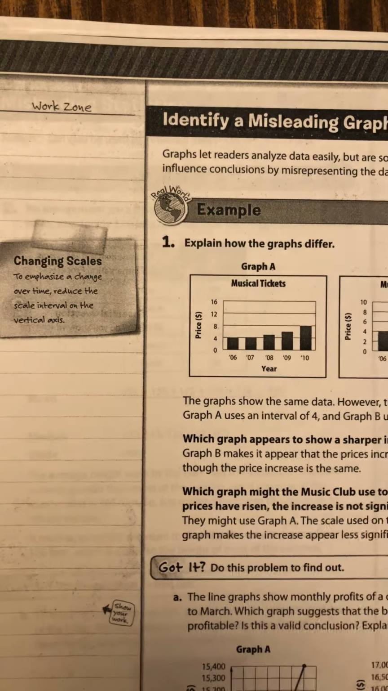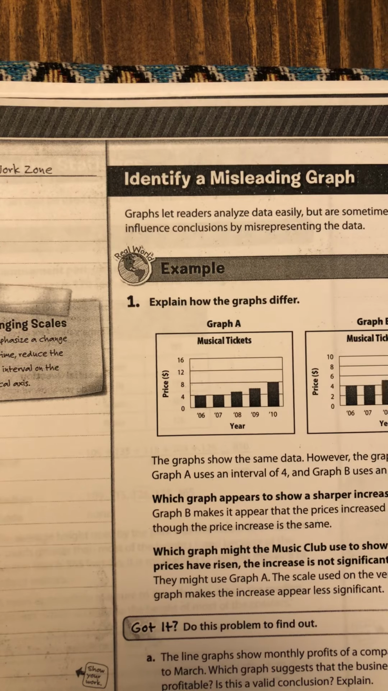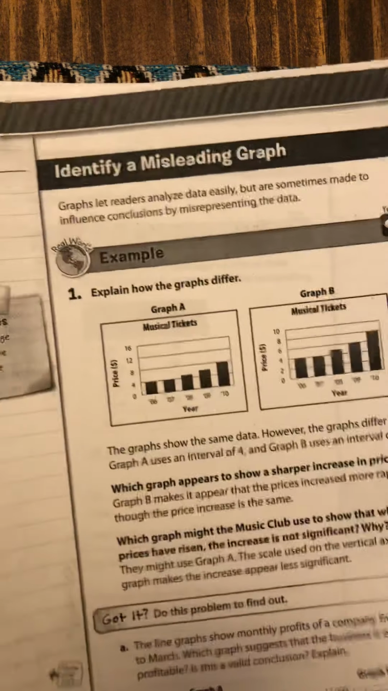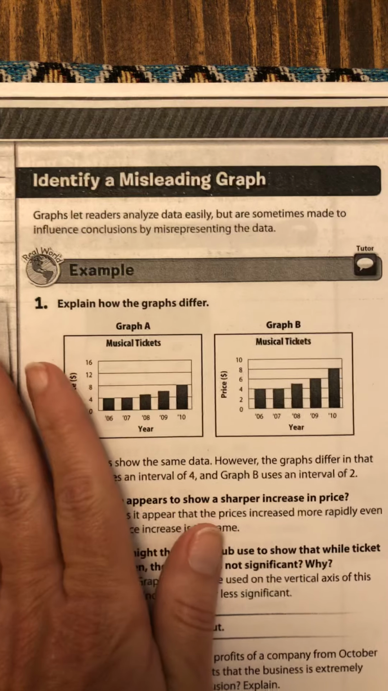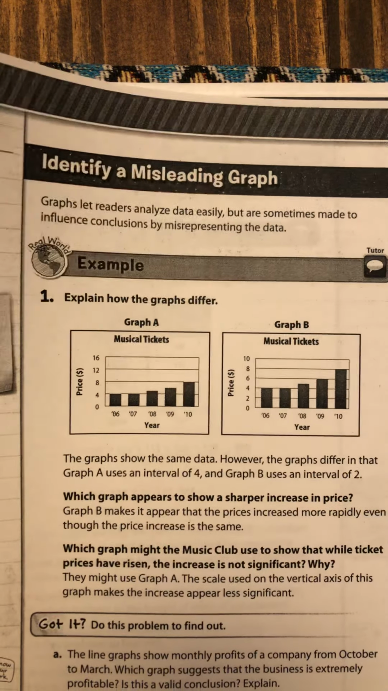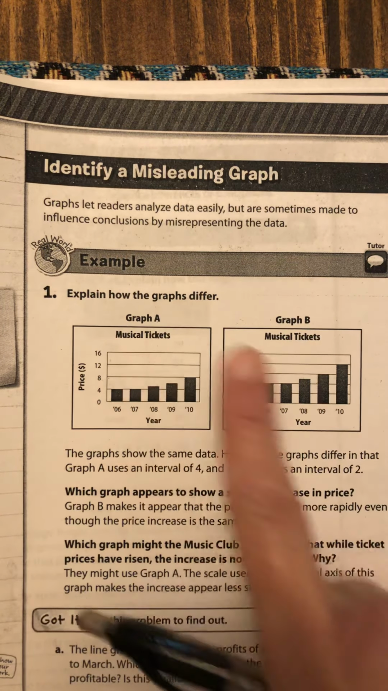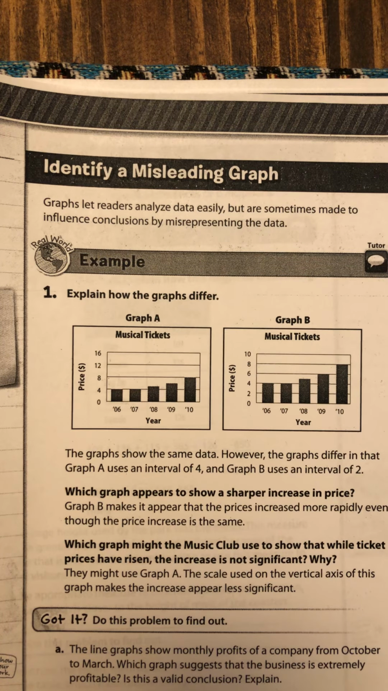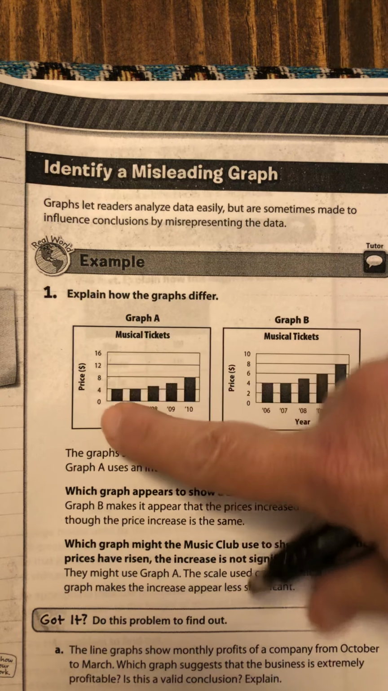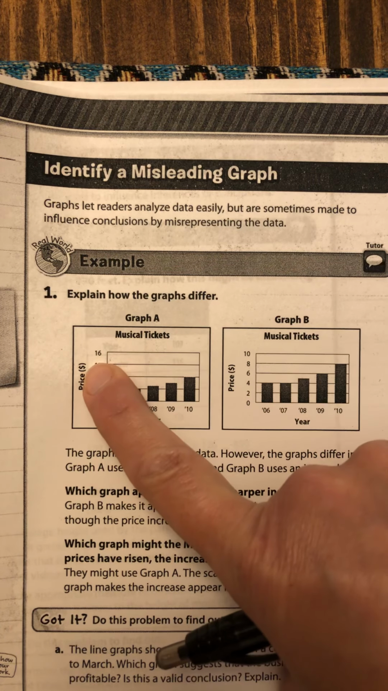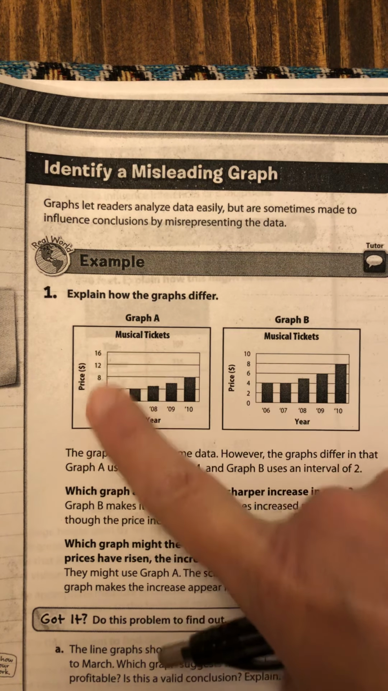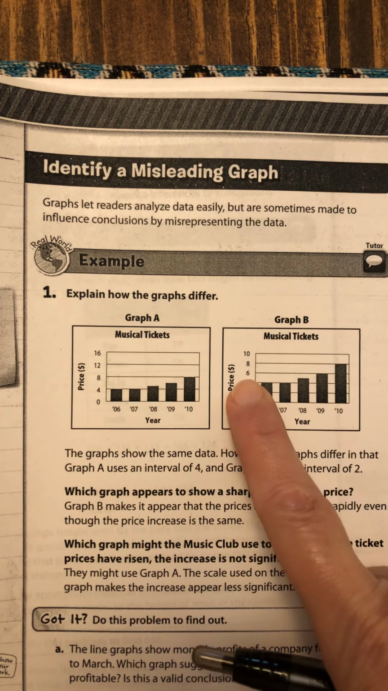Okay, so let's go into the actual lesson. We are trying to identify misleading graphs. So when I look here, we have graph A and we have graph B. The graphs show the same exact data. However, they look different, right? So let's look at our intervals right over here. This is 0, 4, 8, 12, and 16. So these go up by 4. Here they go up by 2.